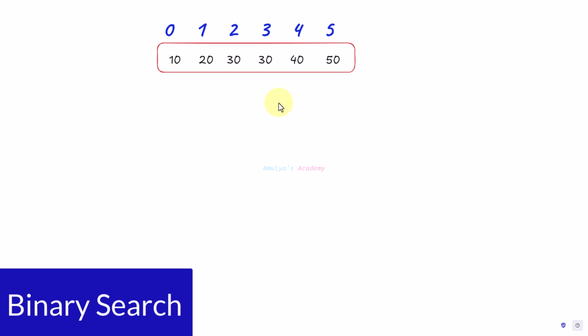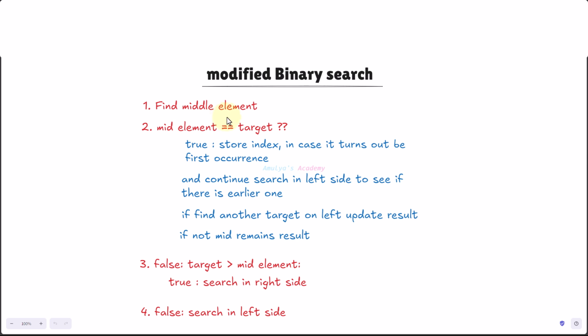So what we need to do is, first we need to find the middle element, then compare the middle element with the target element. If it is equal, then don't return the index like we do in the normal binary search. Here we need to store that index in case it turns out to be first occurrence of that target element. And we need to continue search in the left side to see if there is earlier one. If find another target on left, update the result. If not, mid remains the result.